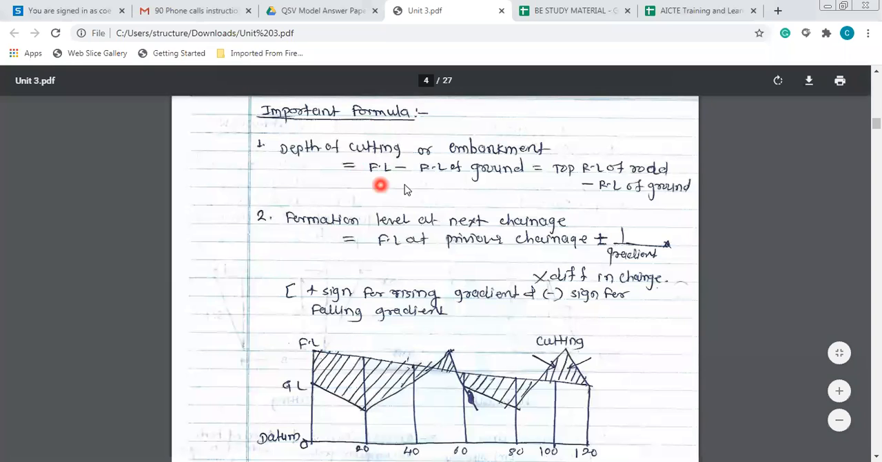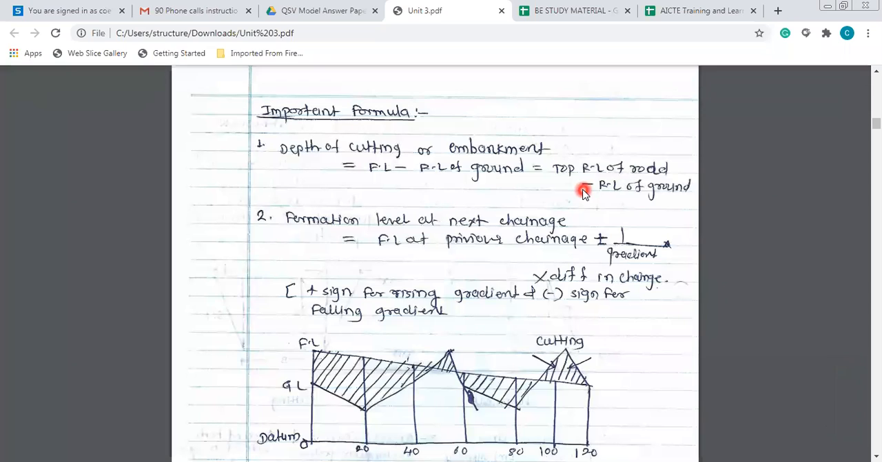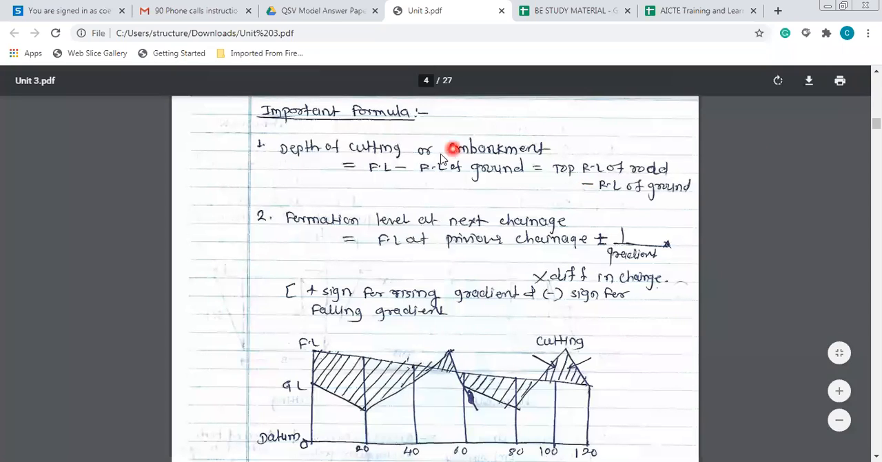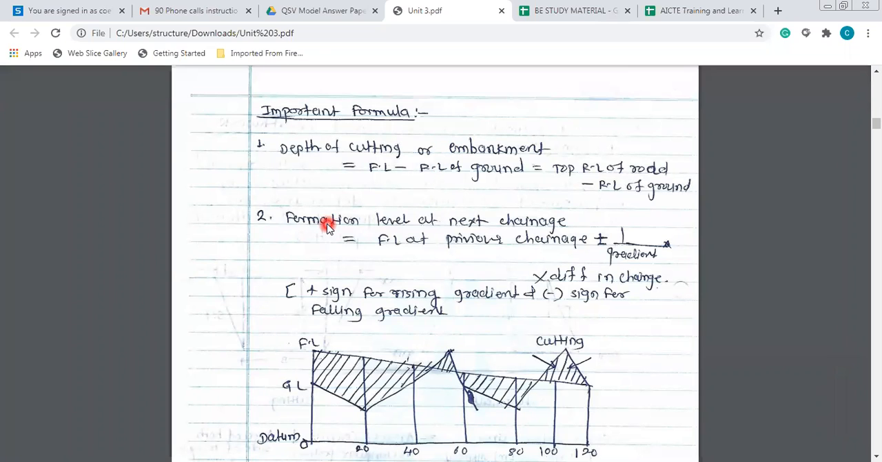So depth of cutting or embankment, you can determine by using the formula formation level minus the RL of the ground, or top RL minus RL of the ground. This is the first formula that you need to note down in your notebook. Now the second one, these are the empirical formulas. The second one is the formation level of the next chainage. How can you calculate the FL of the next chainage?